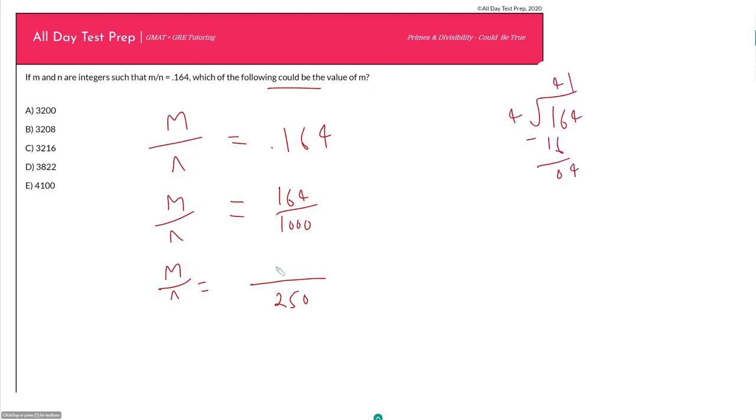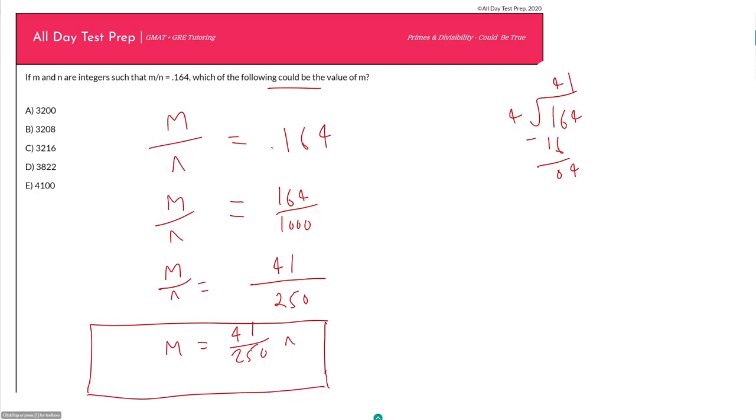So m over n is equal to 41 over 250. Now they're asking me about m, what could be true about m, so I should probably get this in terms of m. Multiply each side by n, and I get m is equal to 41 over 250 times n. So this, I would say, is about as far as I can go. I cannot simplify this fraction anymore. I have it in terms of m, which is what they're asking about.